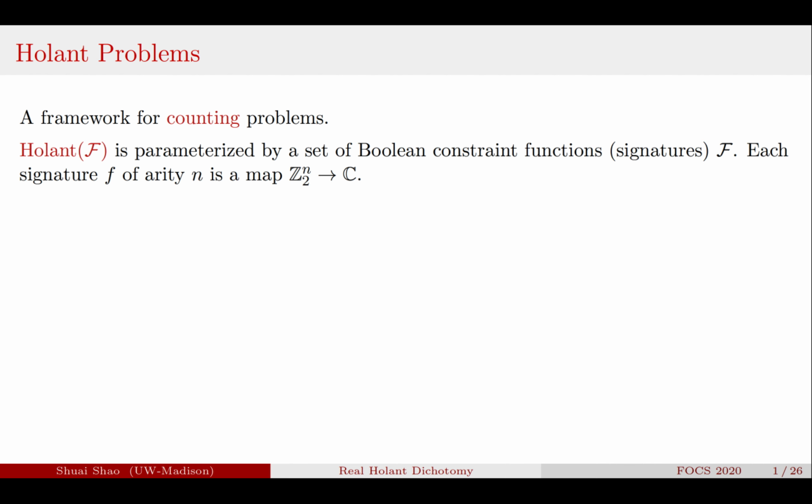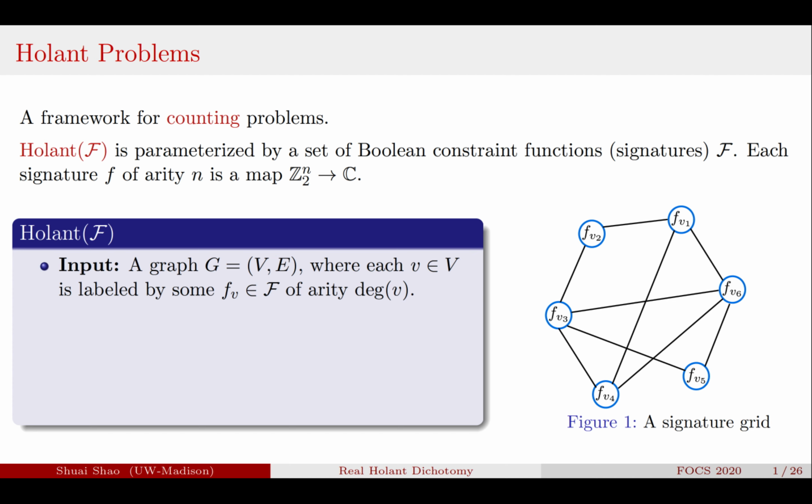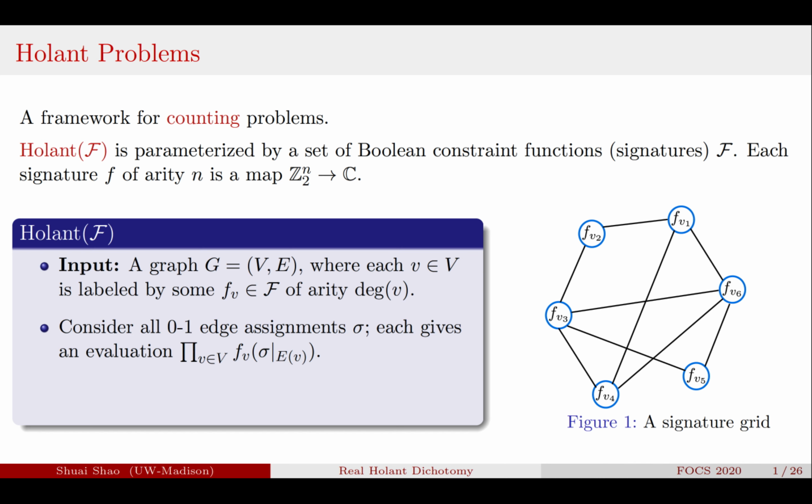An input of the Holant problem specified by script F is a graph where each vertex is labeled by a signature from script F. And for this graph, we consider all 0-1 edge assignments. Each assignment gives an evaluation which is a product of labeled signatures over all vertices. The output is the sum of products over all possible edge assignments. So this is the sum of product computation.